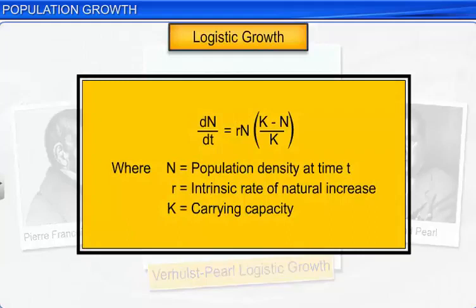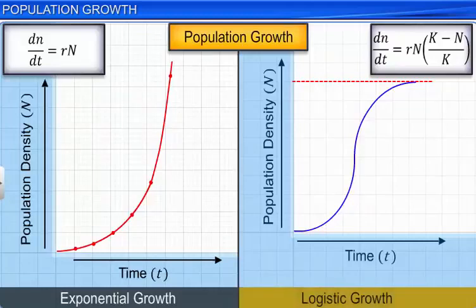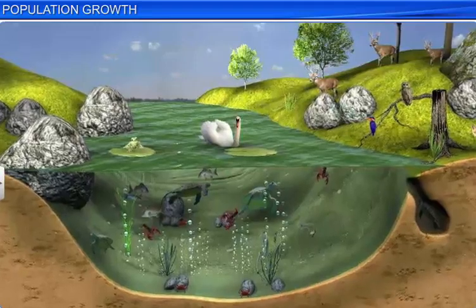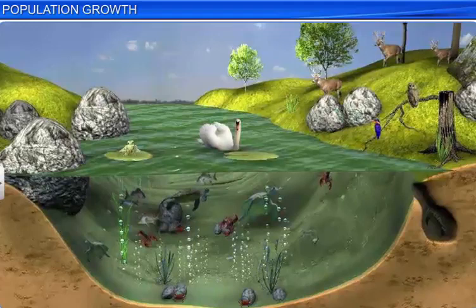In nature, as the resources available for growth are limited, the logistic growth model is considered a more realistic one. Thus, we can say that population density is dynamic and the growth of the population is dependent on the resources available.